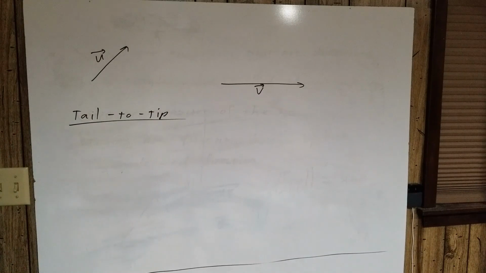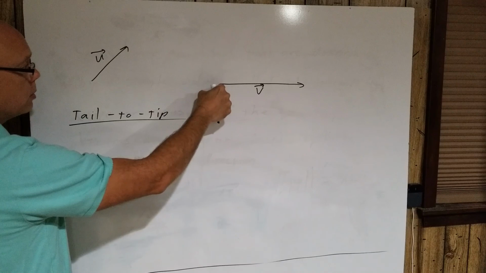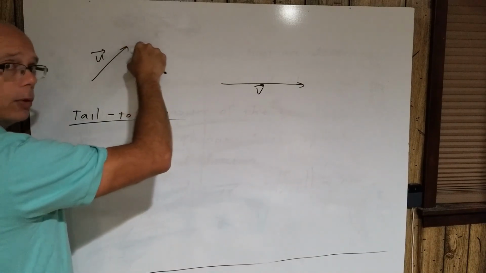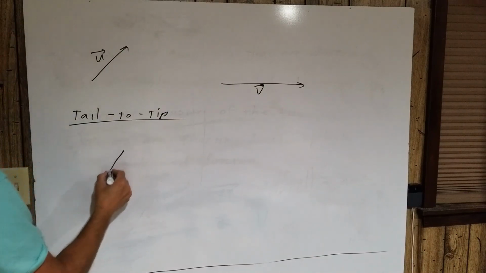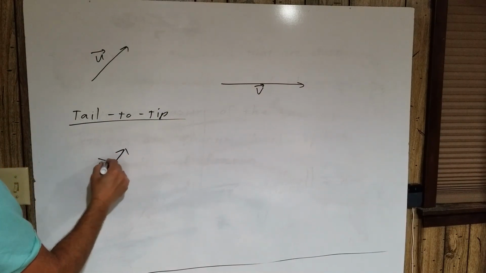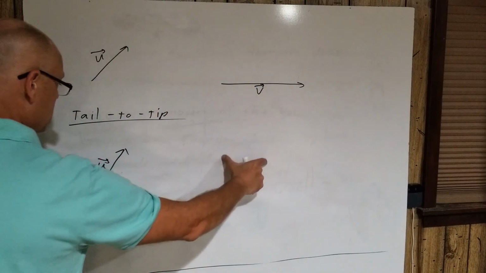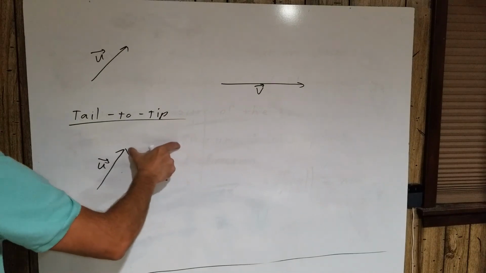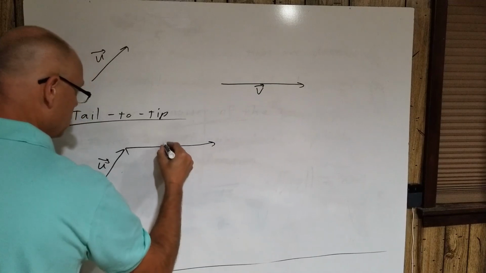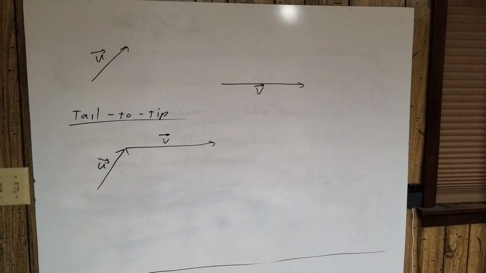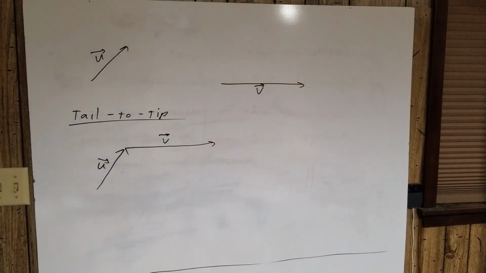The tail to tip method says this: take one of your vectors and put the tail of it, or the initial point of it, at the terminal point of the other. Or put the tail of this vector at the tip of that one. So in other words, I would draw vector u again, just like it is right here. Then I would take vector v and put it over right here. Now remember, I could put it right here, as long as I do not mess with the direction of it or the length of it, right?